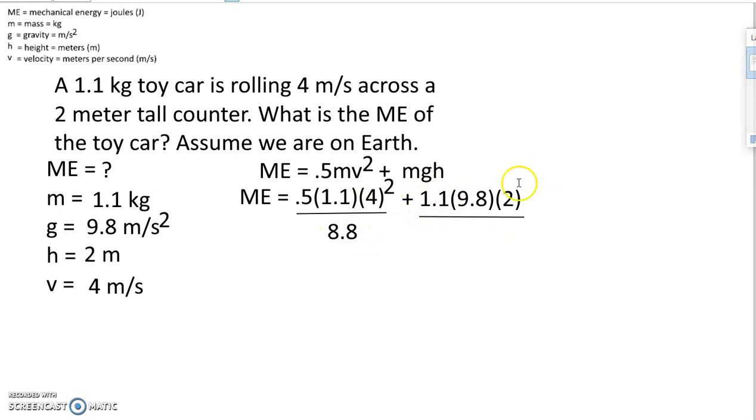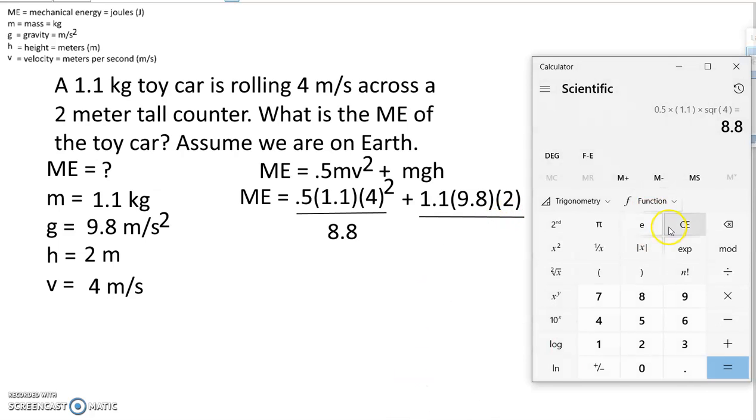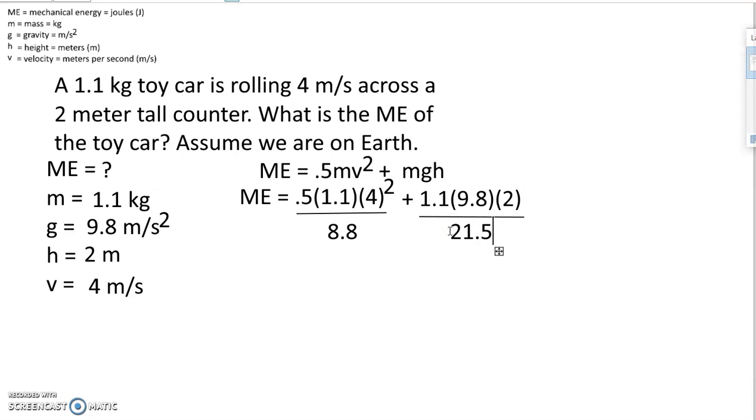I'm going to do the same thing with the 1.1, the 9.8, and the 2. So let me clear my calculator. 1.1 times, in parentheses, 9.8 times, in parentheses, 2 equals 21.56. And I will write that underneath. All right, I need to make sure I bring down the rest of my equation. I have a plus here. I have an ME equals over here. And my equation is now complete. ME is equal to 8.8 plus 21.56.